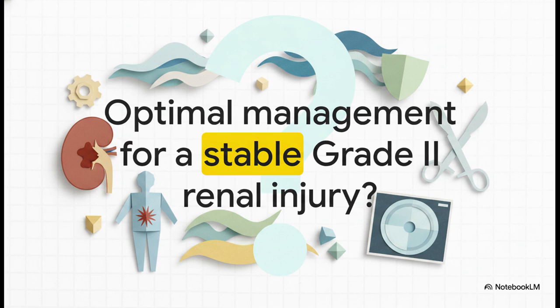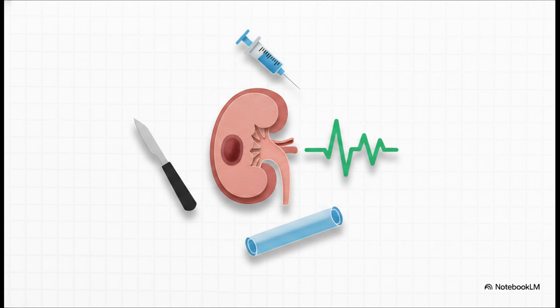Let's put this into practice. A 44-year-old male takes a high-velocity blunt impact to the flank, but he is completely hemodynamically stable. His CT shows an AAST grade 2 renal injury with a localized, non-expanding paranephric hematoma. What's the optimal management for him? Needle aspiration, conservative observation, rushing to the OR for an emergency laparotomy, total nephrectomy, or transcatheter stenting?